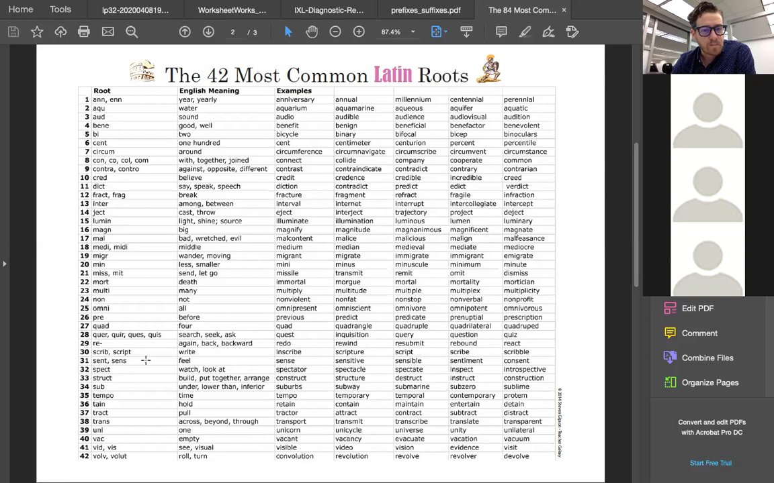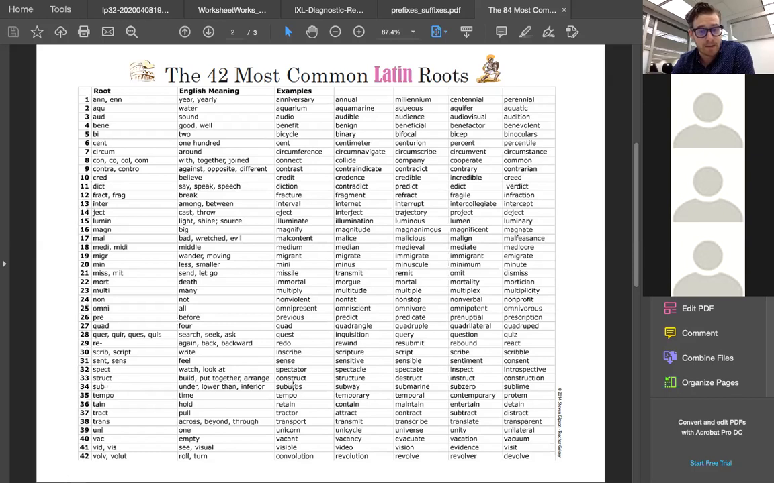Sent is to feel. So we have sense, sensitive, sensible. Spect is to look at, when we have a spectator, a spectacle, things like that. Structure has to do with building or putting together. So construction, construct, structure. Destruct means break down. Instruct means put together or arrange information.